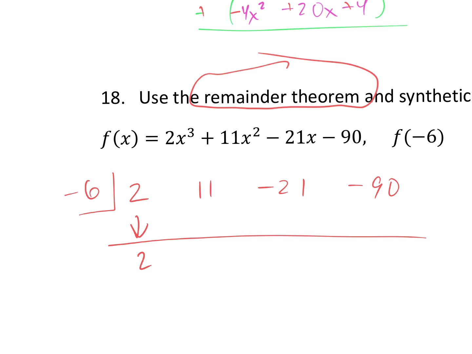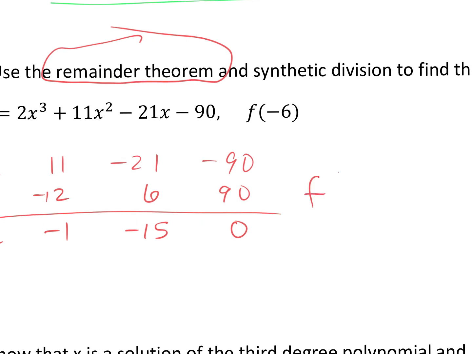So 2 times negative 6 is negative 12. 11 and negative 12 is what? Negative 1. Negative 1 and negative 6 is 6, good. Negative 21 and 6 is negative 15, right? Negative 15 and negative 6 is 90. What is your remainder here? 0. That is a fine answer. f of negative 6 equals 0.